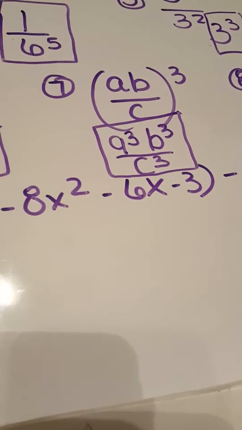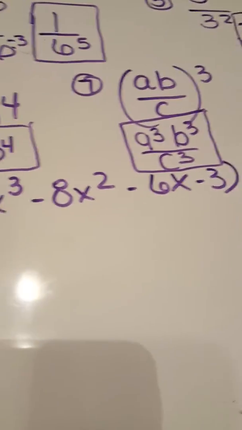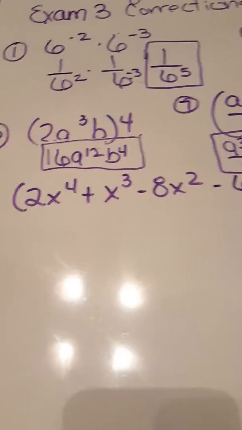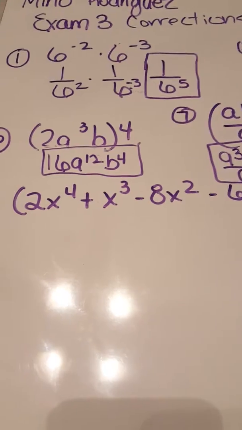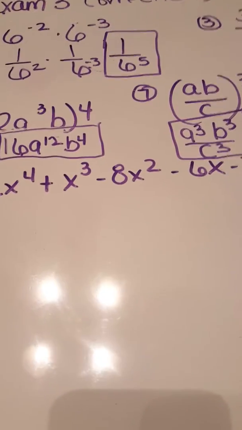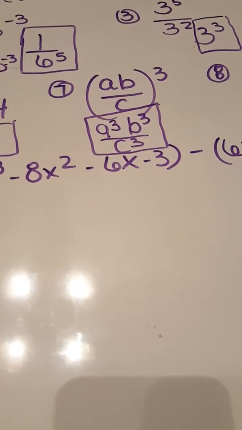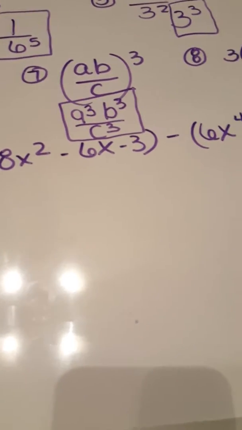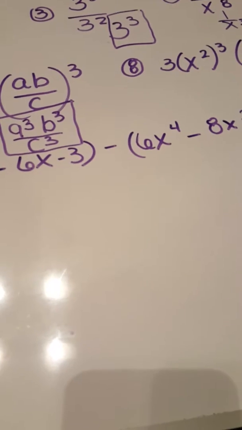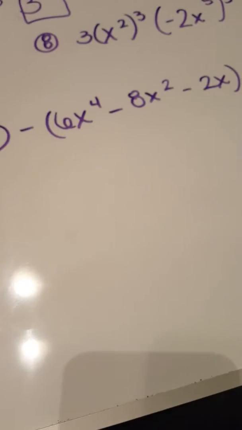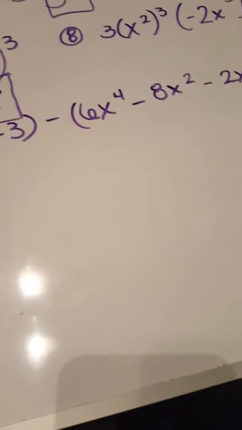Okay. Now we have a long problem here, which is negative 2x to the fourth plus x to the third, negative 8x to the second, negative 6x, negative 3, and then subtract 6x to the fourth, negative 8x to the second, and negative 2x.